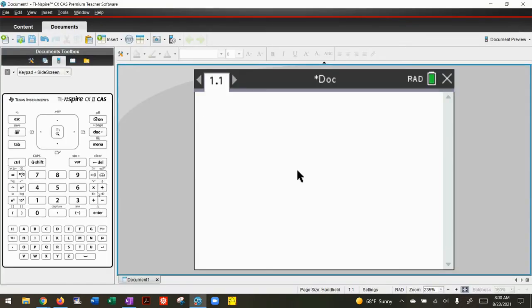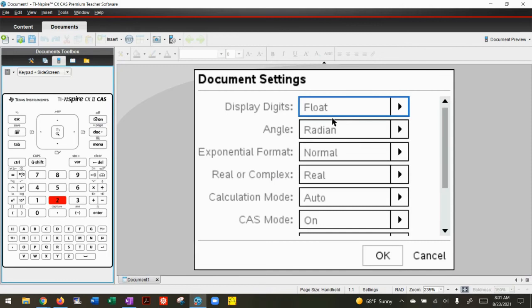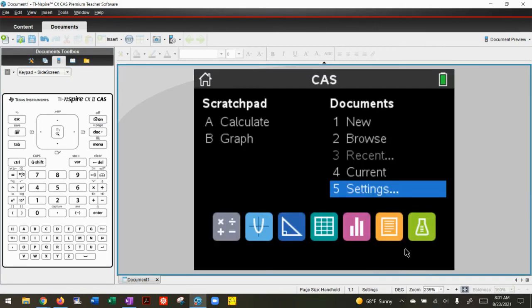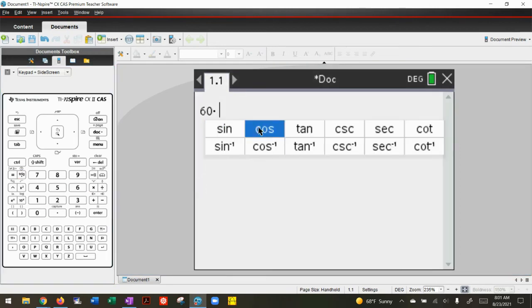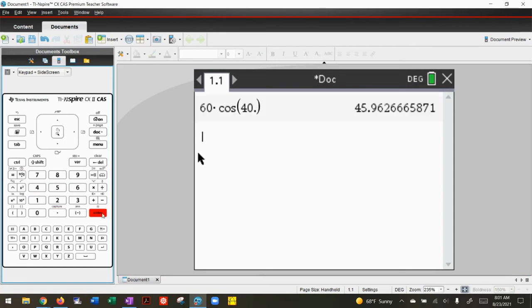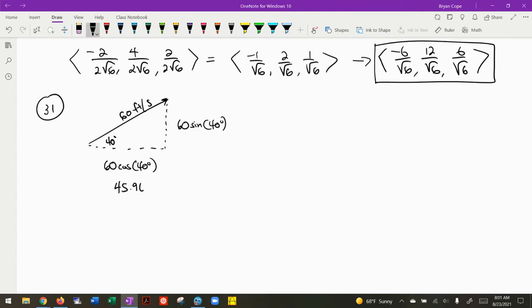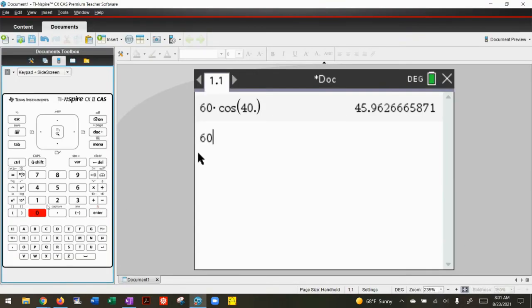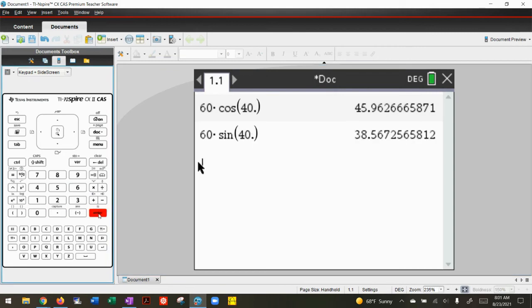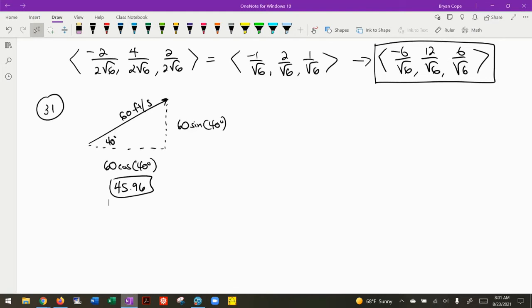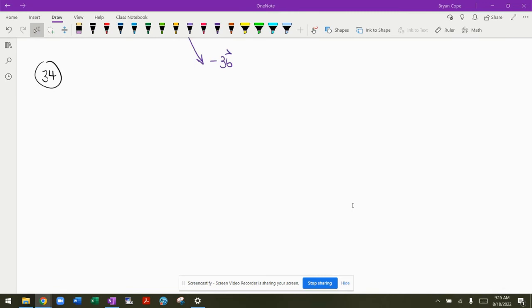60 cosine 40. Okay, so 45.96. And then 60 sine 40. So we'll do that one. 60 sine 40, and that gives us 38.57. There we go.